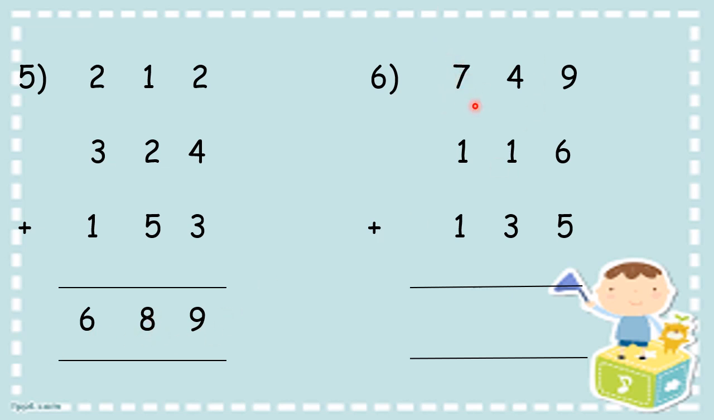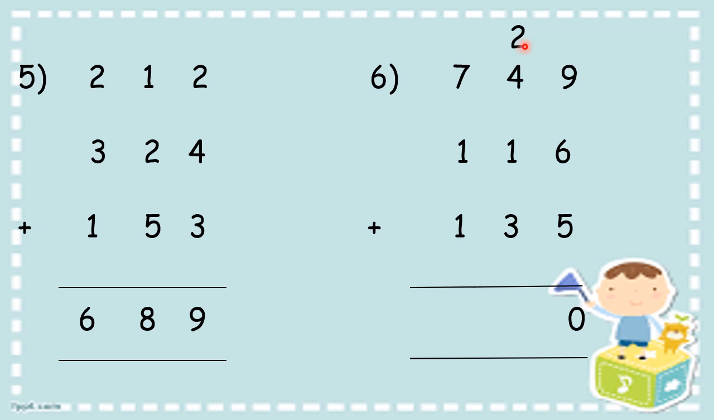It is 749 plus 116 plus 135. So first, what we have to do? We have to add the values in ones place. It is 9 plus 6 plus 5. What is the total value? It is, yes, 20. So in 20, how many tens are there? 2 tens, and any ones values there? No, we don't have ones value. So 0 has to be written here and the 2 tens has to be carried over to tens place.